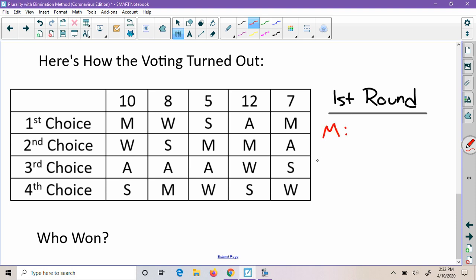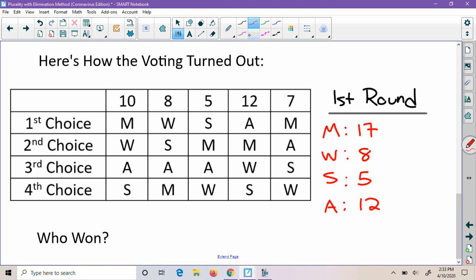McDonald's, Wendy's, Subway, and A&W. In this method, you only care about the first place votes. So McDonald's, it looks like they got 10 and 7 more first place votes, so they got 17 first place votes. Wendy's, it appears as though they have got 8 first place votes, Subway 5, and A&W got 12.